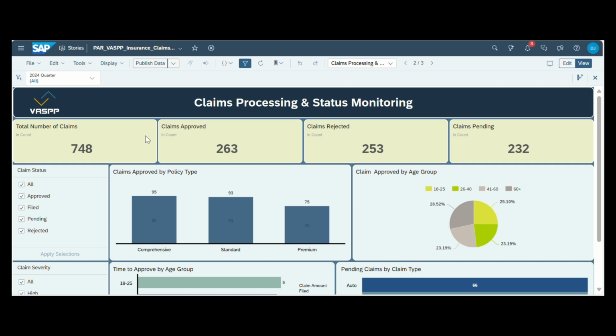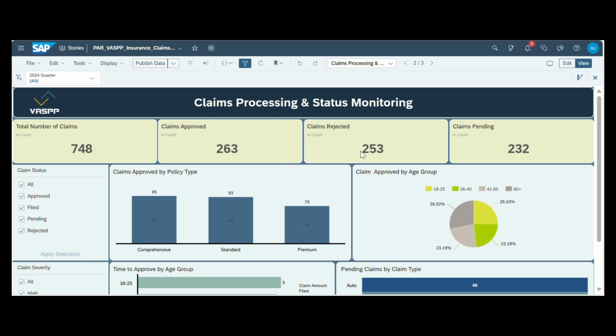Next, we look at 3 vital outcomes: approved, rejected, and pending. Claims approved comes in at 263. That means nearly 1/3 of the total claims have been validated, processed, and paid, an early indicator of operational success and customer fulfillment. Just beside that, we see claims rejected, which stands at 253.